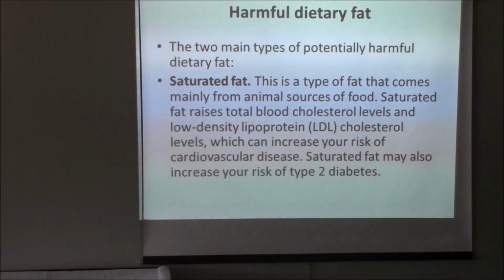Then we get into the harmful dietary fats, the 2 main types of potentially harmful dietary fat. We talked about this in our weight loss class yesterday. Saturated fat is fat that is solid at room temperature. We think of Crisco, for example, or butter. It comes mainly from animal sources of food. It raises total blood cholesterol levels and that LDL. Remember that LDL we want low, not high. And it can increase your risk of heart disease. Saturated fat can also increase your risk of type 2 diabetes.